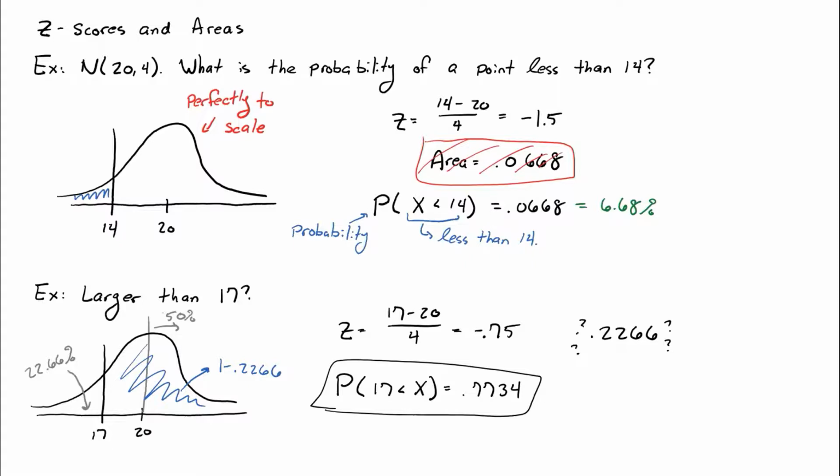Notice inside I wrote 17 less than x. I like less thans because then I can see what side I'm shading on. The x is on the right, I shade on the right. This problem demonstrates why a picture is important. It helps us confirm that our answers make sense.